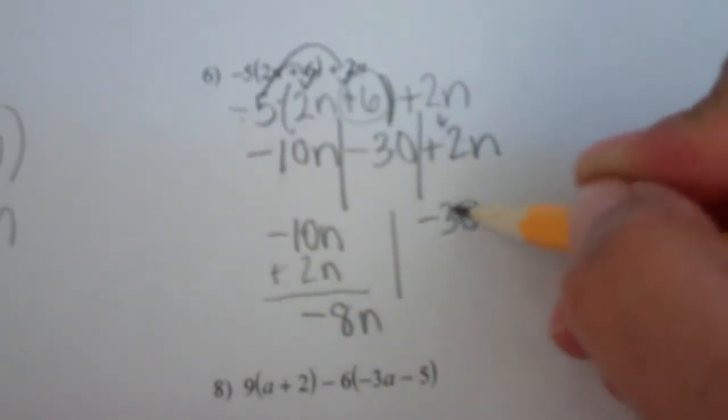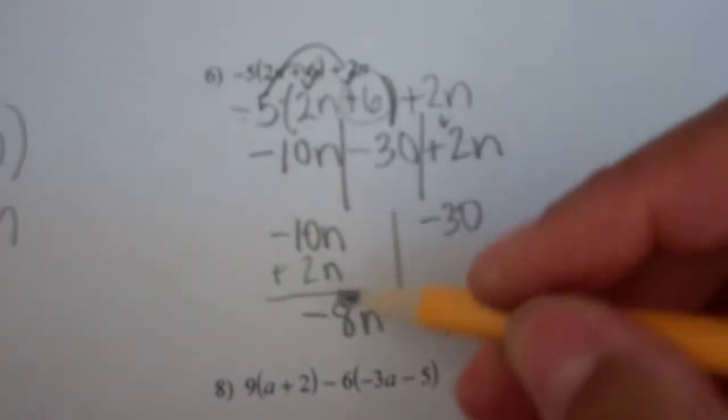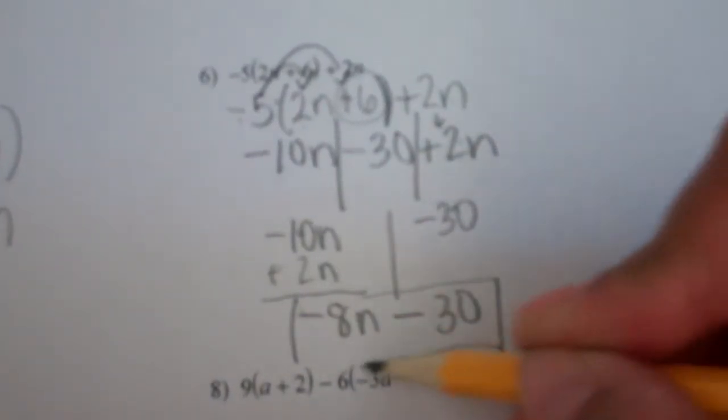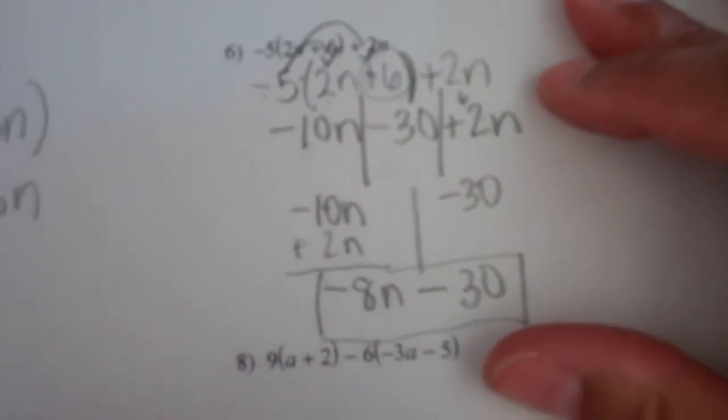We have negative 30. There is nothing to combine with that, so we bring it down, minus 30. This is going to be our answer. These are not like terms, so negative 8n minus 30 is your answer. Our last two, let me rewrite.